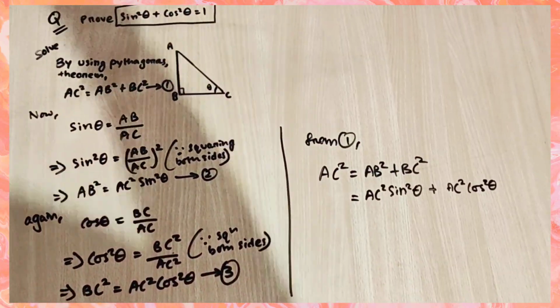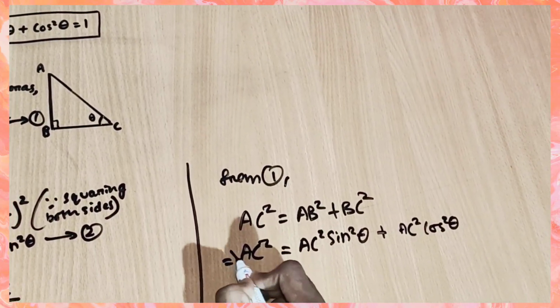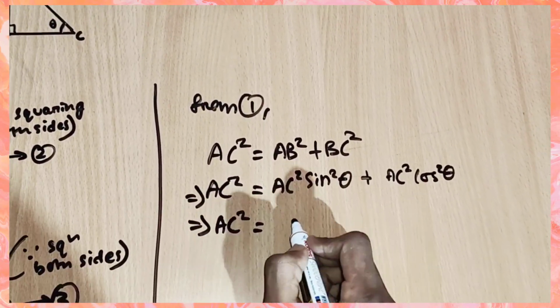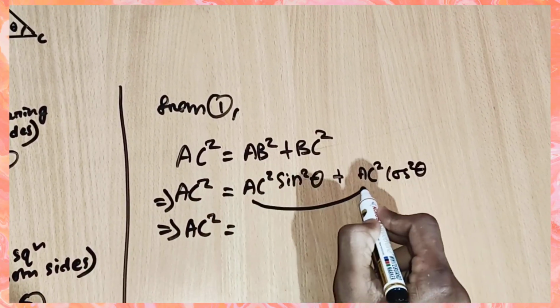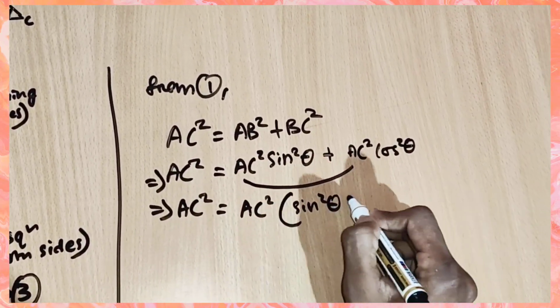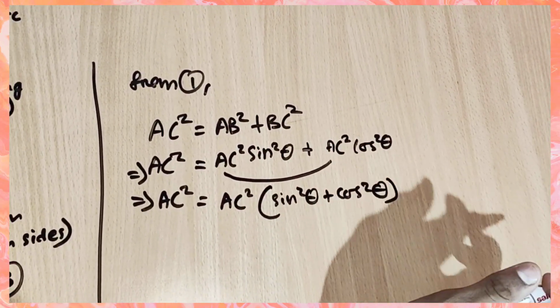Now the main thing is here. We can write AC square is equal to, taking AC square common, AC square in bracket sin²theta plus cos²theta.